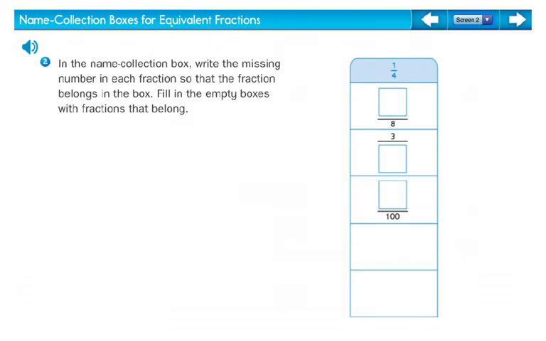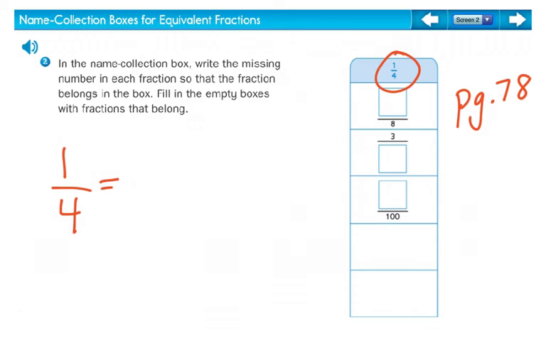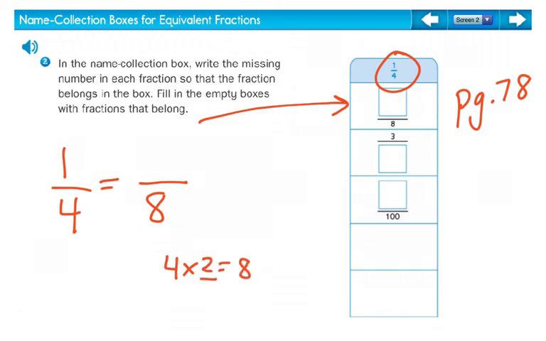The second set of boxes on page 78 ask you to find equivalent fractions for 1/4. So the first one that we're looking at here has a denominator of 8. So I say to myself, what did they multiply 4 by to give me 8? And the answer would be 2. If I multiplied the bottom by 2, I have to multiply the top by 2. And 1 times 2 is 2. So in other words, 2/8 would be the same as 1/4.